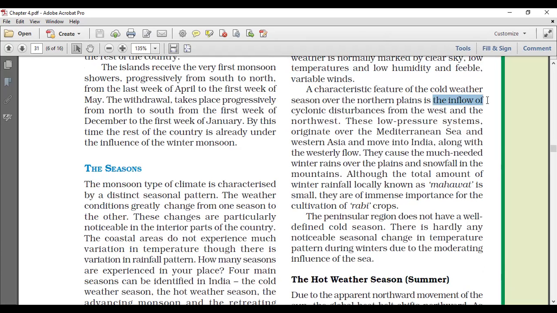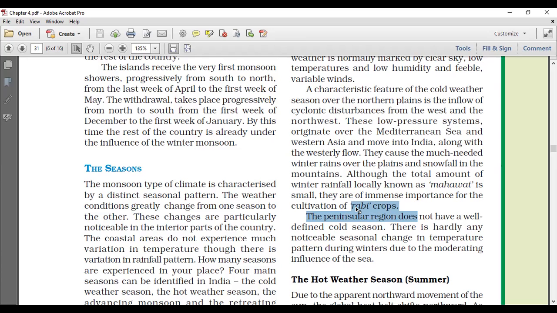These low pressure systems originate over the Mediterranean Sea and West Asia and move into India. They cause winter rains over the plains and snowfalls in the mountains. The winter rainfall is in small amount, but it is very important for the cultivation of rabi crops. This rainfall is locally known as Mahavat.